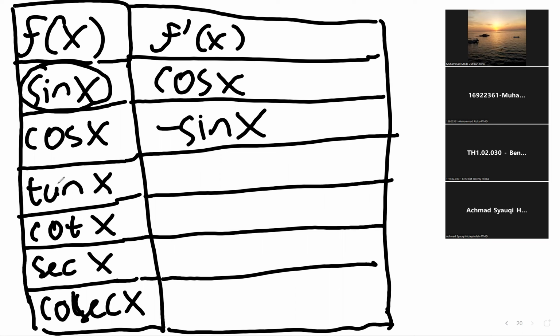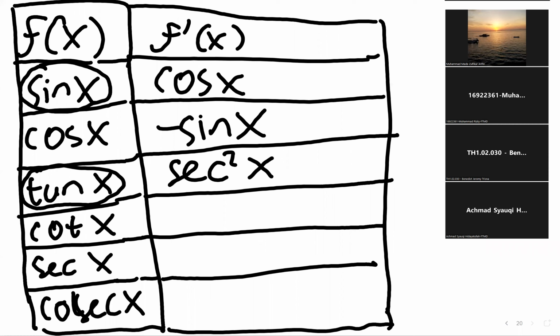If f of x equals tangent of x, what is the derivative? One over cosine squared of x, which is secant squared of x. Okay, good. Very good. Just secant squared of x.